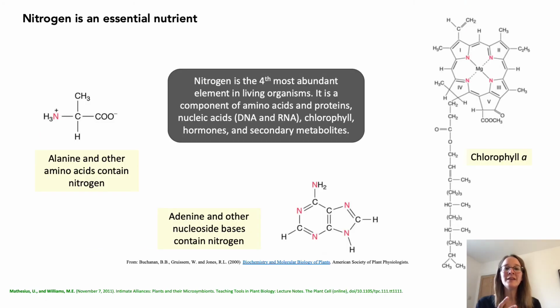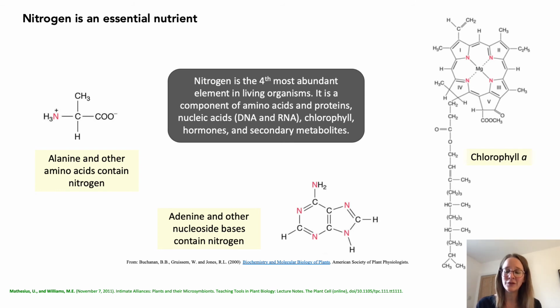Now, the reason why we're so interested in this symbiosis as well is because of the nitrogen fixing abilities of these bacteria. So nitrogen is an essential nutrient for plants. It is the fourth most abundant element in living organisms. It's a component of, for example, amino acids, of nucleotides, but also of chlorophyll, hormones and secondary metabolites. So it's essential together with phosphate as well, that is provided by the arbuscular mycorrhizal symbiosis.